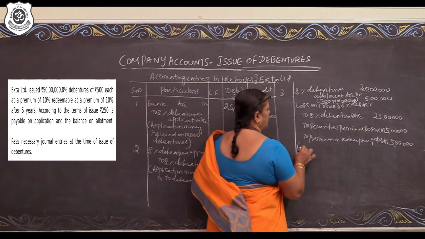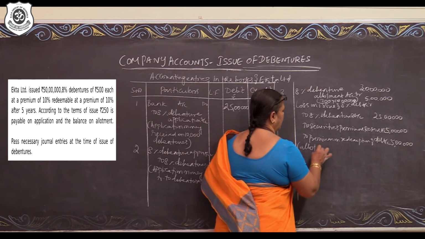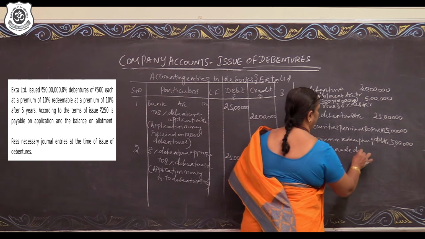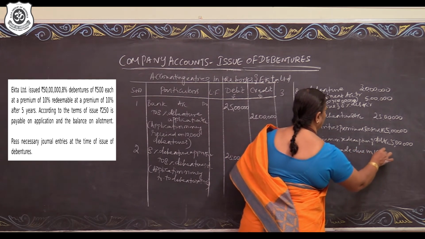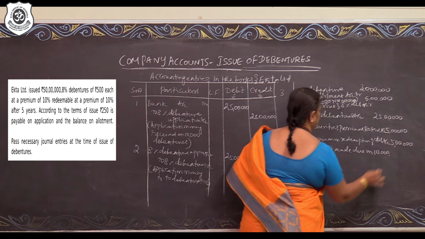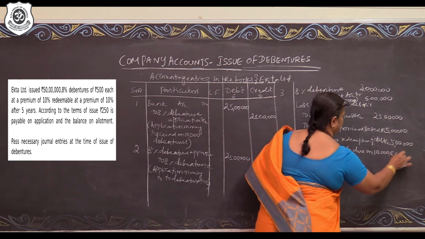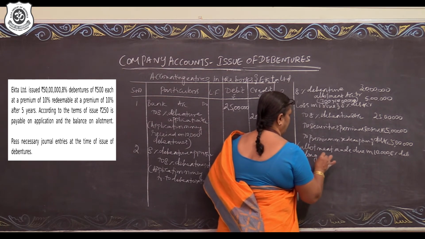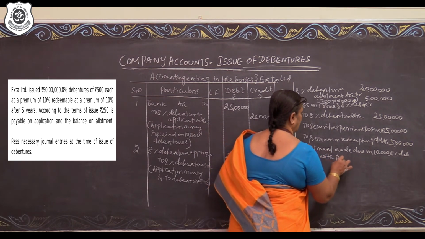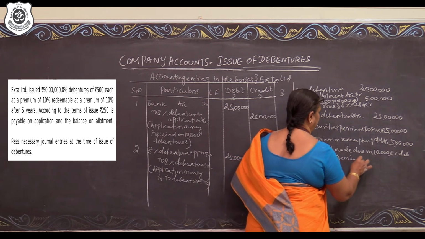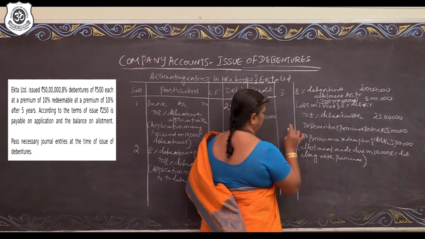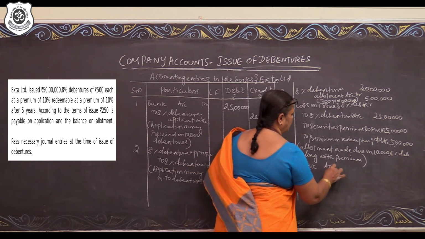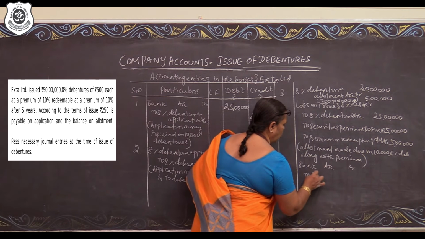Fine. So, allotment money made due on 10,000 debentures along with premium. So the next entry, the fourth entry will be receipt of allotment money, which is bank account debit to 8% debenture allotment account.